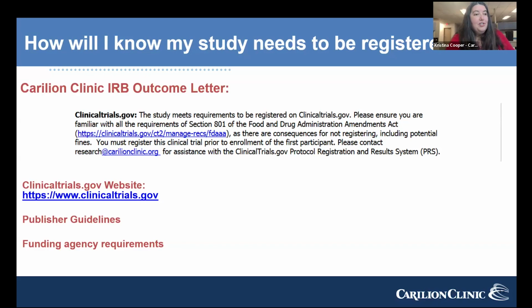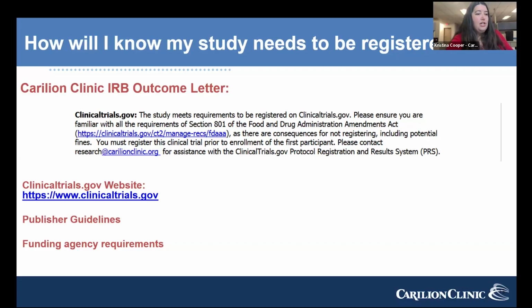How you will know if you are going to be the responsible party, the IRB will let you know. So this is an example of what comes on the Cleveland Clinic IRB outcome. So the IRB will also make that determination. If you think it doesn't meet those criteria, but they believe that it does, they can tell you that you do need to register it under that section 801 of FDA, and they will provide you information on how to do it. The contact information on there is our general research and development email, but you can also reach out to me directly, and we can get you in the system if you're not already.